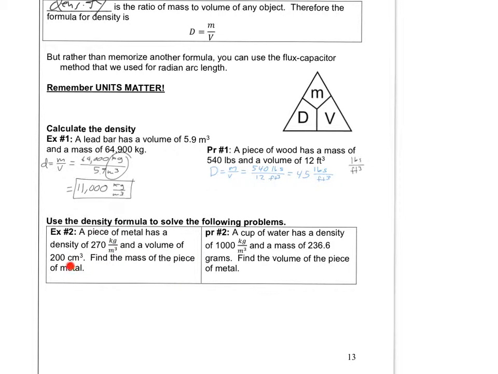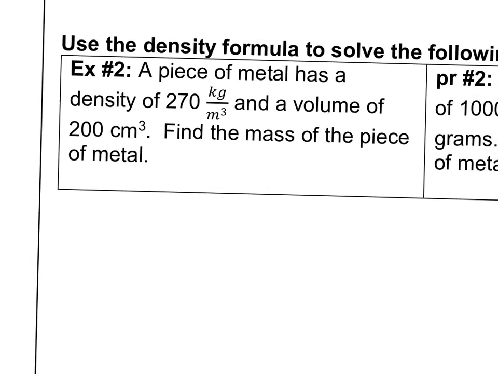This is important. They have cubic centimeters for measure of volume, and here my measure of volume is in meters. So we're going to have to do some conversion. Find the mass of the piece of metal. So we're actually going to be finding the mass. And mass is, if we cover that up, density times volume. So let's write our formula. Mass equals density times volume.